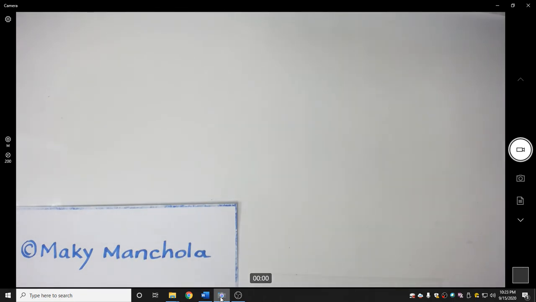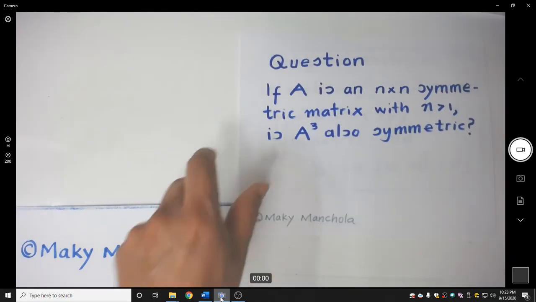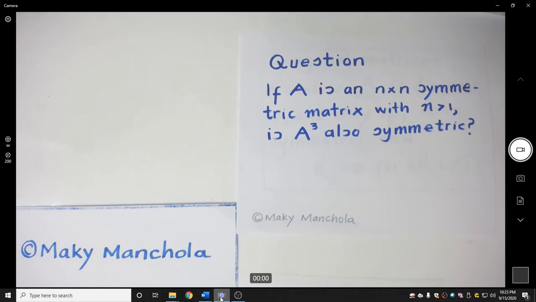Okay, so here is an interesting question. This is a follow-up question. If A is an n by n symmetric matrix, with n greater than 1, is A cubed also symmetric? That's an interesting question to think about.